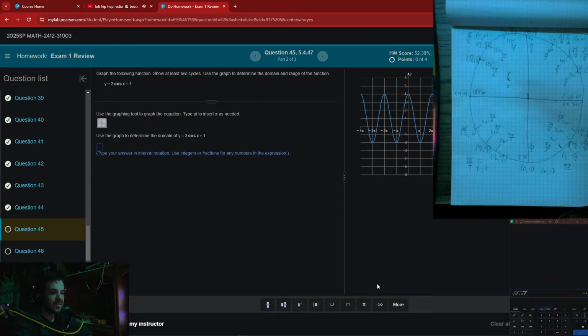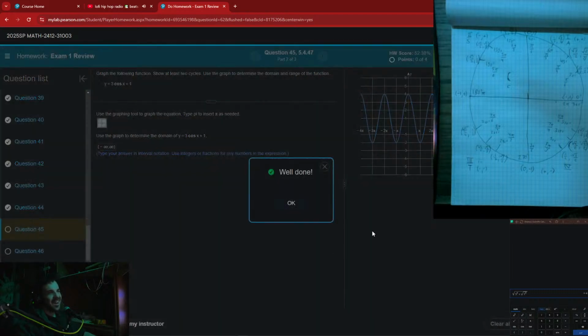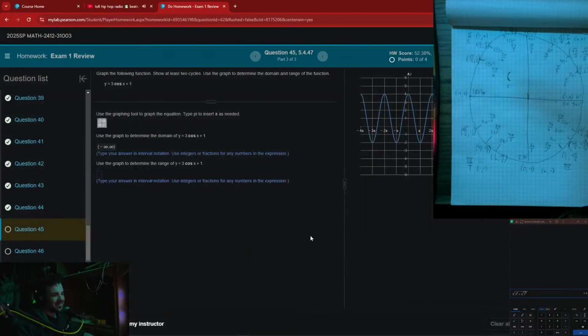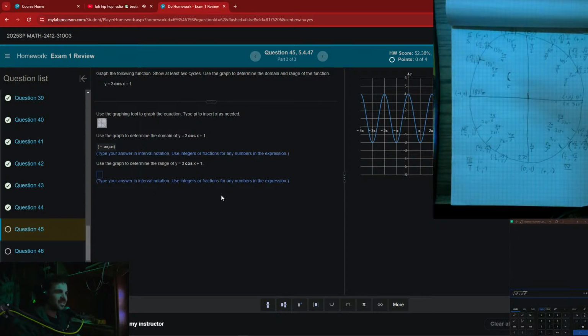Hotkey. Back left. Nice. Or is that slash? No, it's backslash. I don't really know. Three. Alright, use graph to determine the range. The range is, looks like it's just -2 to 4.